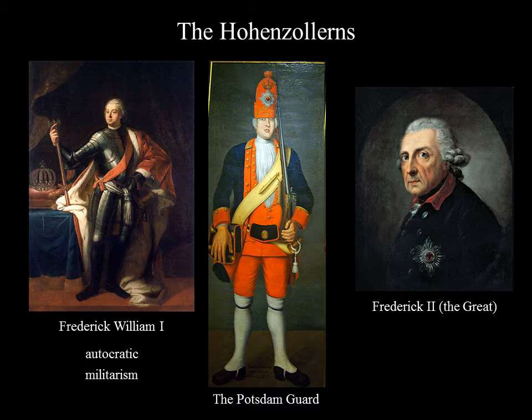When he takes the throne, he becomes Frederick II. Okay, so he's the second king of Prussia named Frederick. And he ends up earning himself the nickname the Great, and we'll get to that in just a second. But a little bit about his childhood.